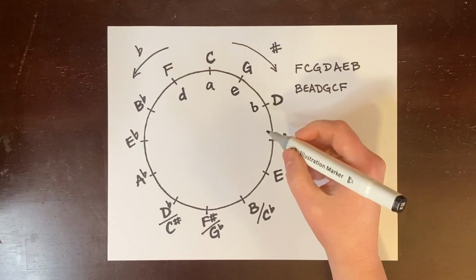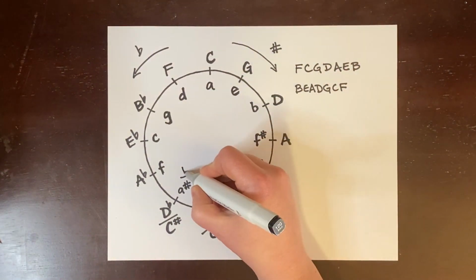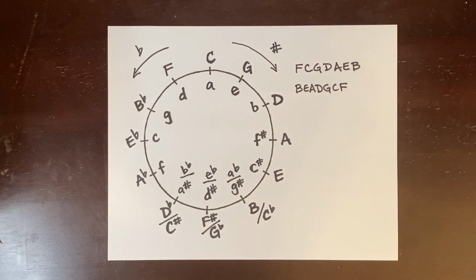Again, I'm going to make this faster just by filling it in for you. So here we go. Now, as you look at the outside of the circle with the majors and the inside of the circle with the minors, you can start to see some patterns.